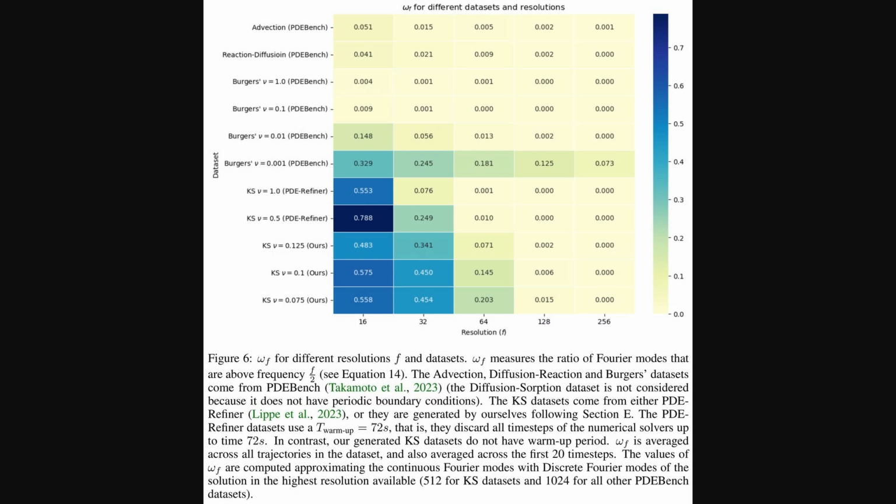Now, to give us a more concrete look at these omega_f values, this heat map lays out that very metric. Remember, omega_f quantifies the fraction of high-frequency Fourier modes, essentially the fine details above a certain frequency cutoff that are lost at a given resolution. The rows show different partial differential equation datasets like advection or the Kuramoto-Sivashinsky equation, and the columns represent various resolutions. Darker blues indicate a higher omega_f, meaning more unobserved detail. So, for lower resolutions and complex systems like low viscosity Kuramoto-Sivashinsky, the high omega_f values clearly show why memory is so beneficial in those cases.